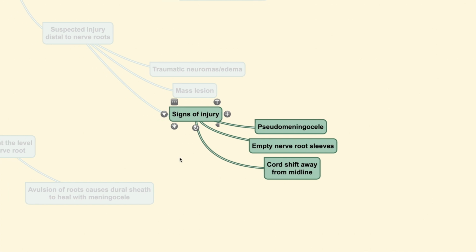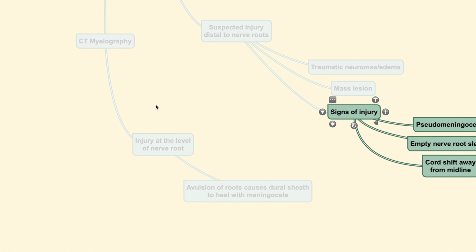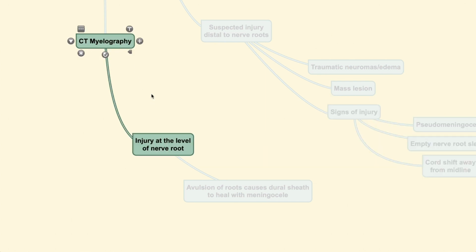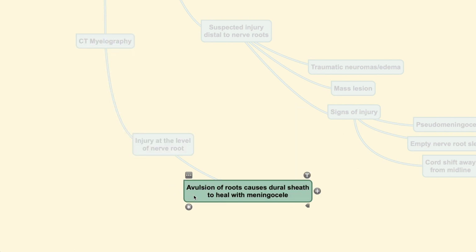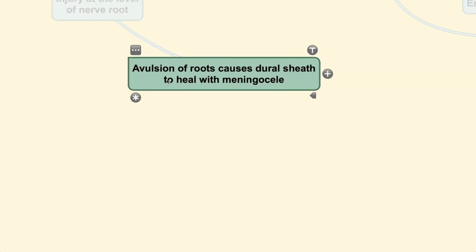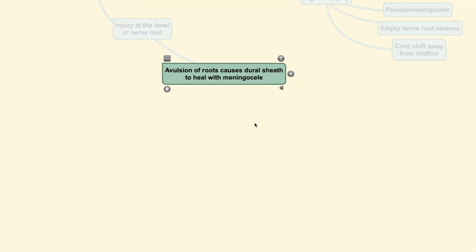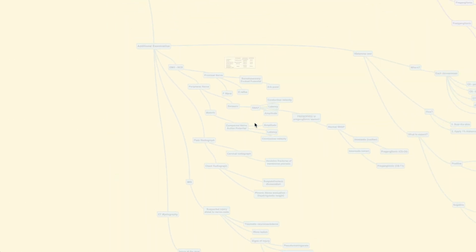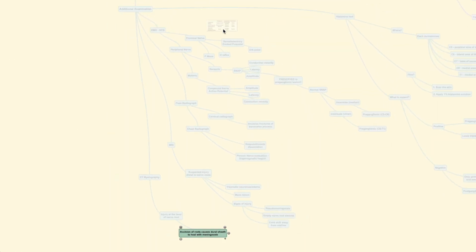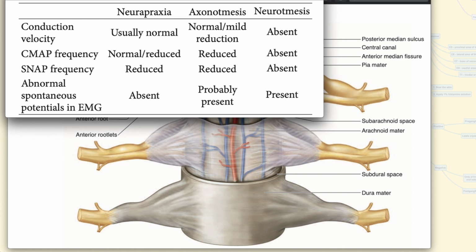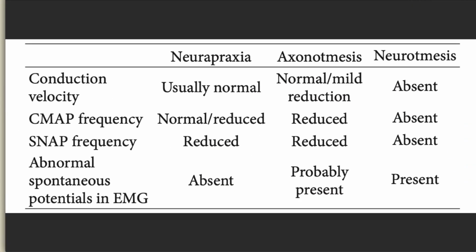and also some of it may show you a cord shift away from the midline. Now, generally the gold standard that you could use to detect a brachial plexus injury is the CT myelography, because it allows you to visualize injury at the level of nerve root, because generally avulsion of roots may cause the dural sheath to heal with the formation of this meningocele. So I think that would be all for the coverage of this additional examination for brachial plexus injury.